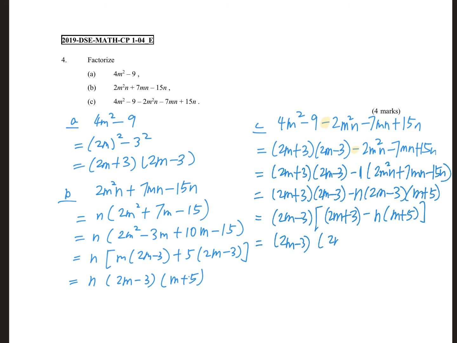Now, 2m plus 3, just copy, and then minus m times n plus 5. We can use the distributive property of multiplication. So there will be minus mn and then minus 5m. And that's the final answer.